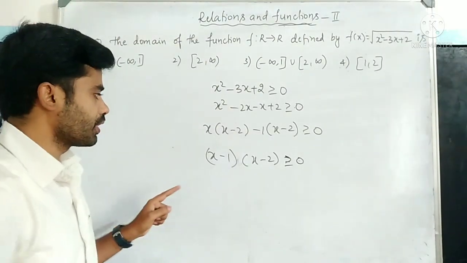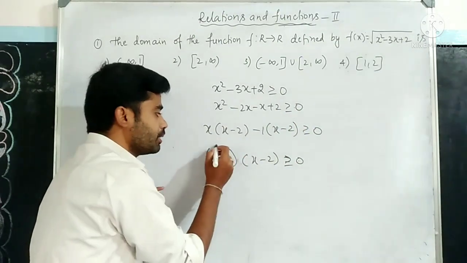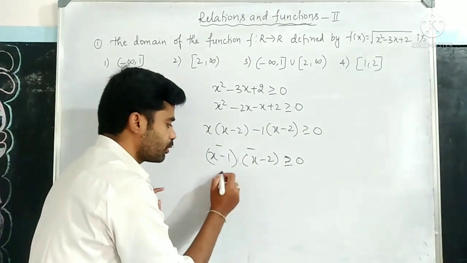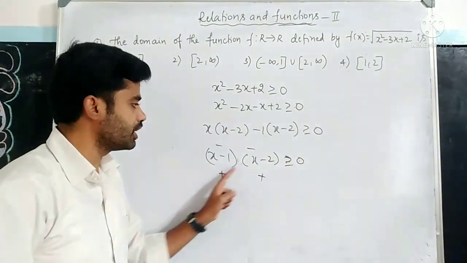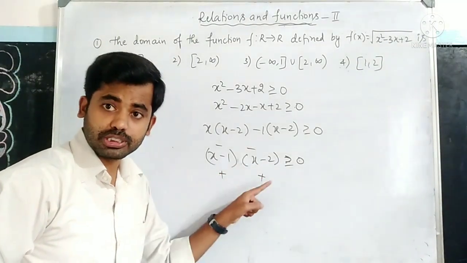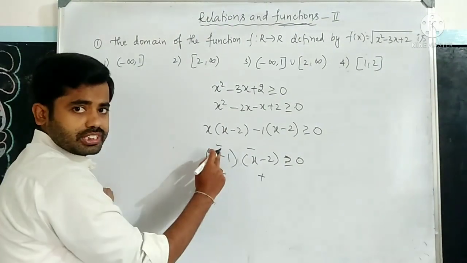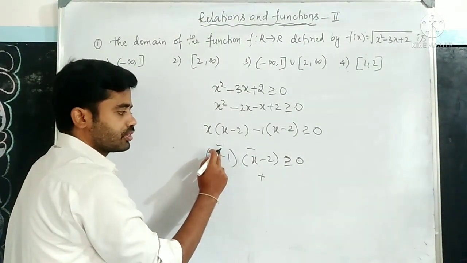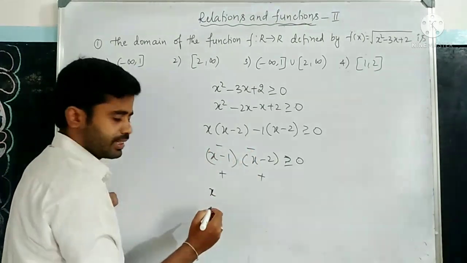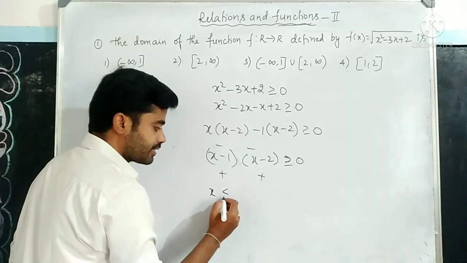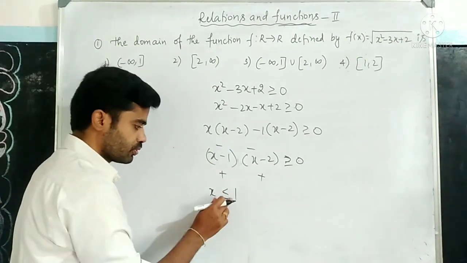Now, one important point: we need a positive product. It becomes positive when both are minus, or both are positive. Minus into minus is plus, plus into plus is plus. Then only it will be greater than or equal to 0. Now, if both should be minus, that means x is less than 1.